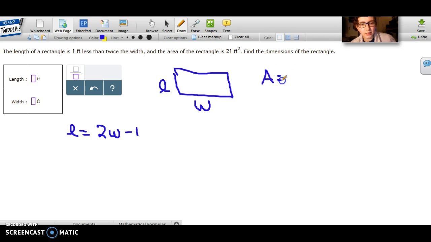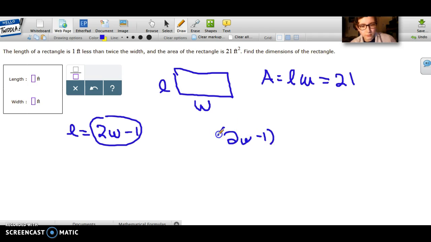Area of a rectangle is length times width. And length times width, it says, is 21 feet squared. Now, we want to solve for the length and the width. And we have the length in terms of the width. So we can replace L with 2W minus 1. So that gives us 2W minus 1 times W equals 21.